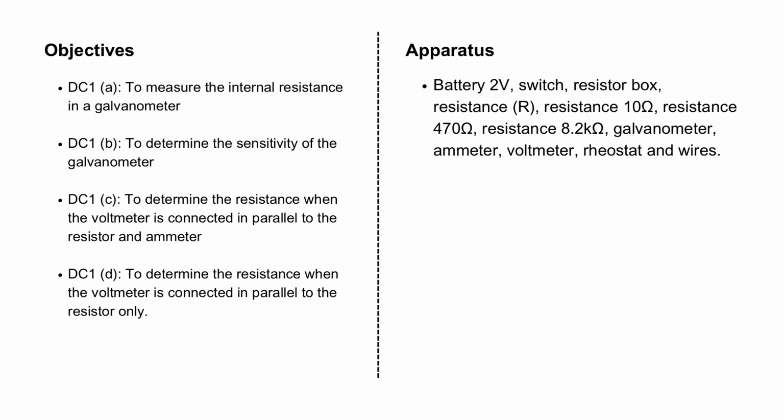So, the apparatus that I use in this experiment is a 2V battery, switch, resistor box, a 10 ohm resistance, a 470 ohm resistance, an 8.2k ohm resistance, and galvanometer, ammeter, voltmeter, rheostat and wires.